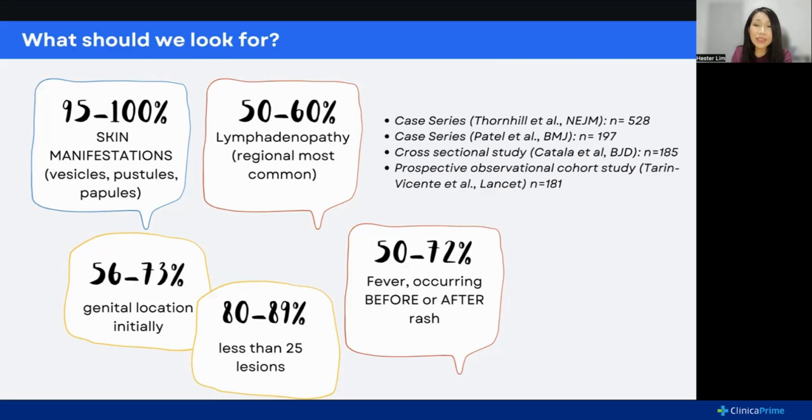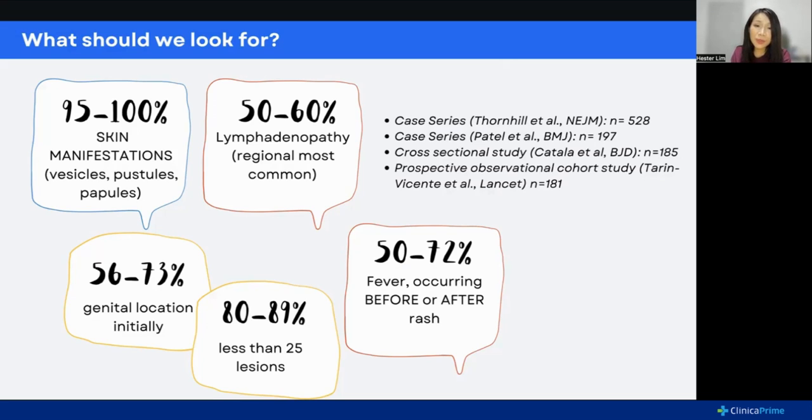So for skin manifestations, we are looking for vesicles, pustules, and papules, very often in the genital location. However, this depends on the mode of transmission. And in 80 to 89% of patients, they actually had less than 25 lesions. So we are not looking for lesions in the hundreds, as was previously described with classic monkeypox cases.